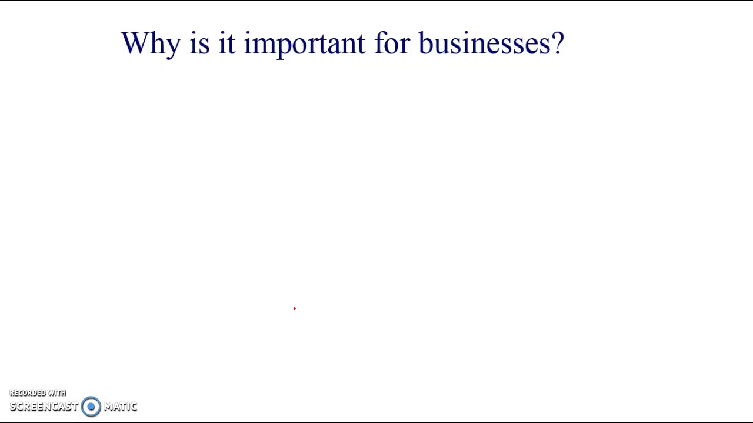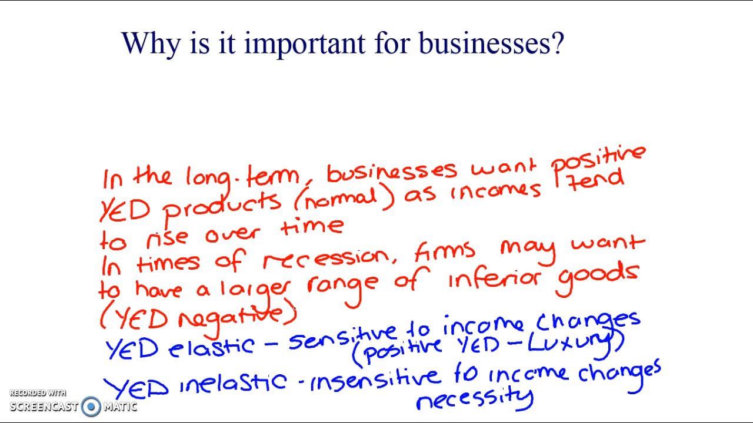So all very interesting up until this point, but why is it important for businesses? I've pre-written some stuff out here. In the long run, businesses probably want to have more positive YED figures, so these are normal goods, because over the long run, incomes tend to rise over time. Just think back 100 years ago and think about the average income in the UK 100 years ago. I think it's very safe to say that it would be much less than it is now. So businesses will tend to want normal goods over the long run.